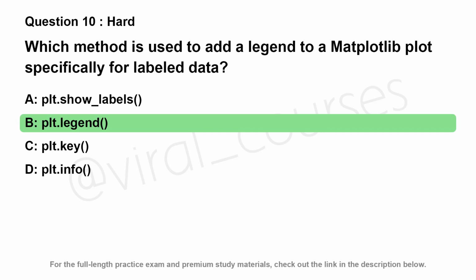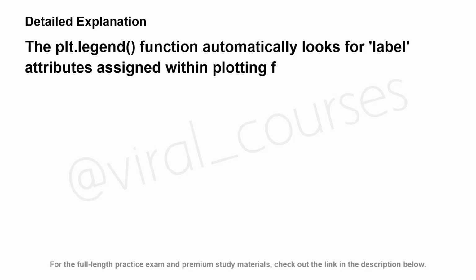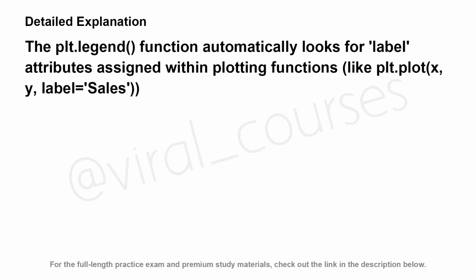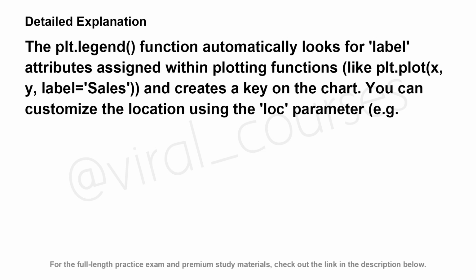The correct answer is B. The plt.legend function automatically looks for label attributes assigned within plotting functions, like plt.plot(x, y, label='sales'), and creates a key on the chart. You can customize the location using the loc parameter, e.g., loc='upper right'.